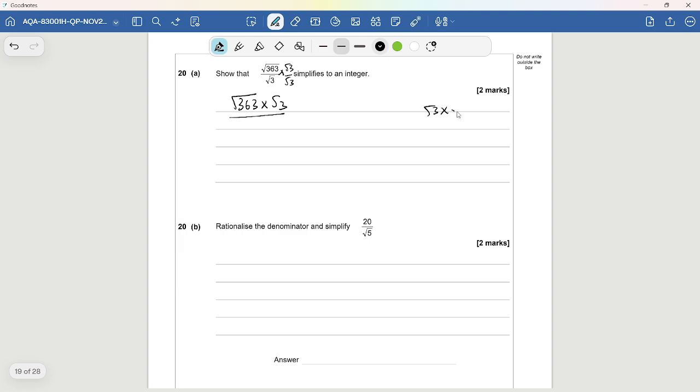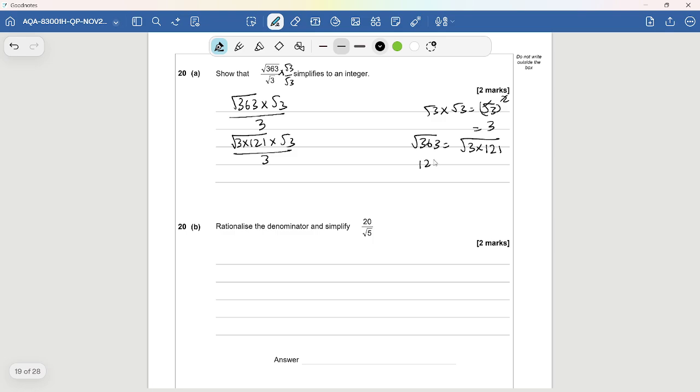So √3 times √3 is √3 squared. The square and the root cancel to give 3. So the denominator is 3 now. Now for the numerator, under root 363, I can write it as 3 times 121. 3 goes into 363: 3 ones is 3, 3 twos is 6, 3 ones is 3. So this is √3 times 121 times √3 over 3.